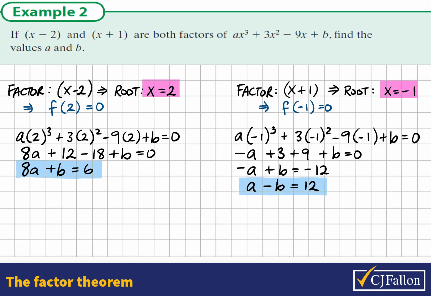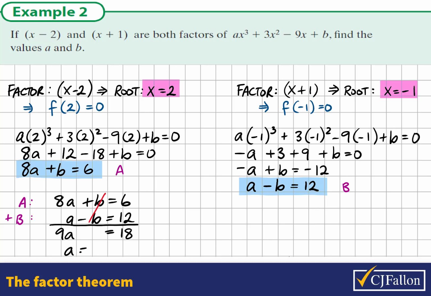So now we have two equations. I'm going to solve these simultaneous equations using the elimination method to find the values of a and b. If we add b to a, we will see that the b's will be eliminated, giving us 9a is equal to 18, therefore a must be equal to 2.